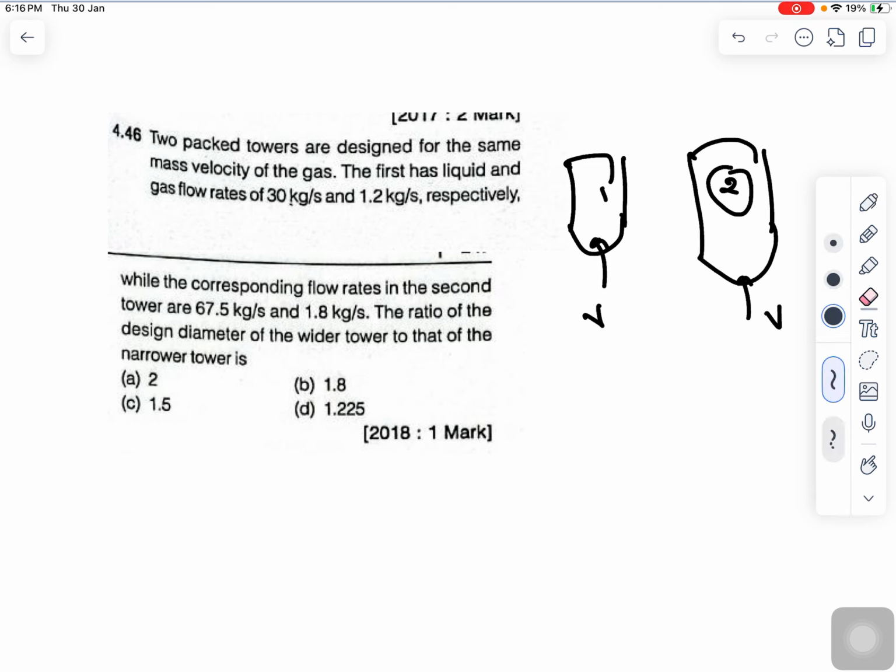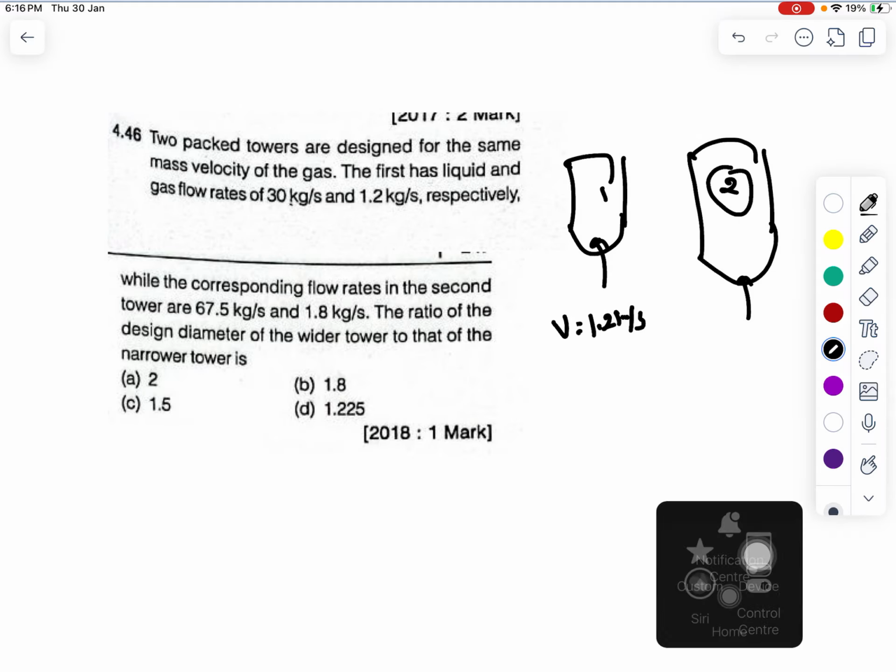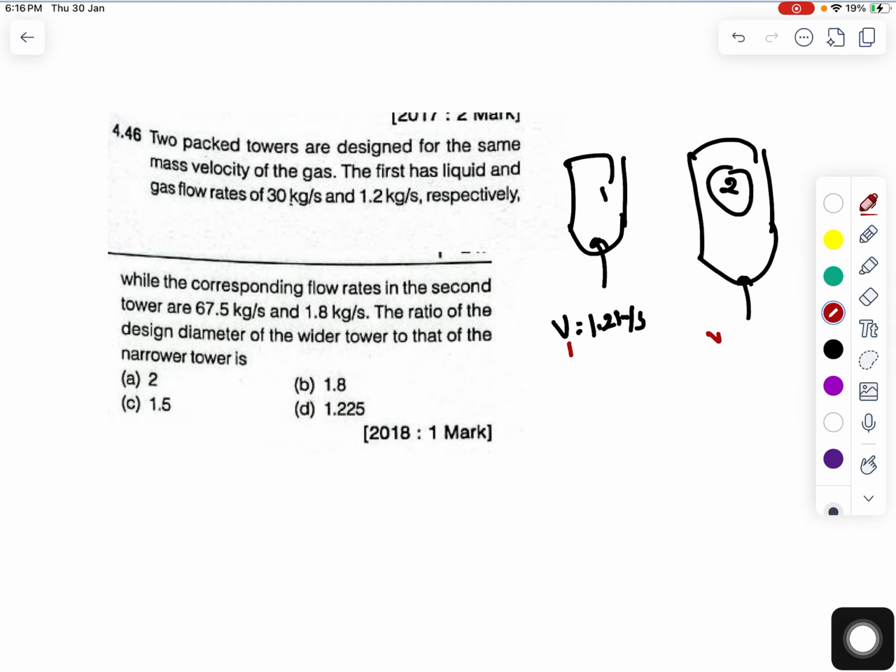So the mass flow velocity is the same, and the first has liquid and vapor flow rates of 30 and 1.2. Let's say the vapor flow rate is 1.2 kg per second here, while the corresponding flow rate in the second column is this one. I am assuming this is V1, and the vapor flow rate in the second one is 1.8 kg per second.